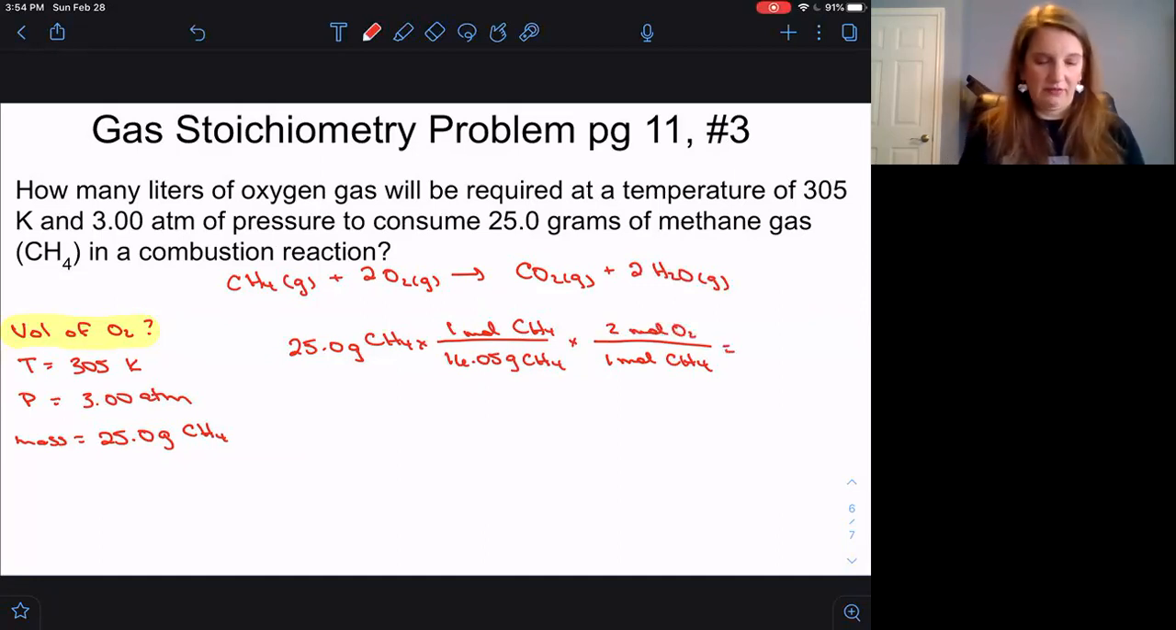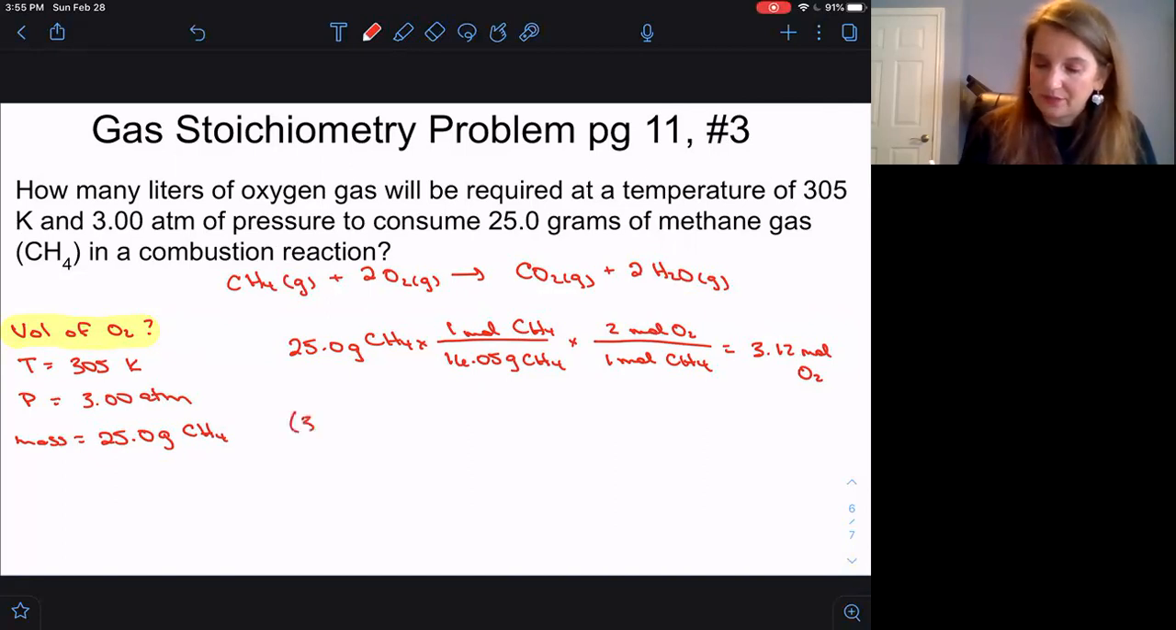So I've got 25 divided by 16.05 times 2. So that's about 3.12, now I might write not grams, moles of O2. I might write a rounded value here, but I'm going to go back and use my unrounded value in the calculator. Now, let's go ahead and plug that into PIVNERT because we have to use the ideal gas law next.